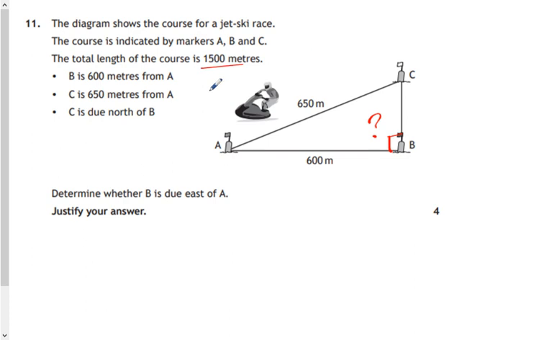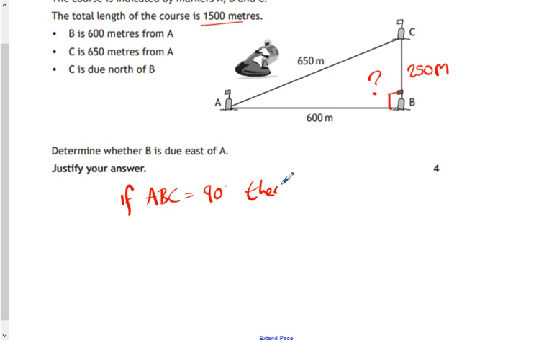Okay, so we know the total length of the course is 1,500 meters. So 600 plus 650 is 1,250, meaning that that can only be 250 meters. Okay, that should be in meters. Now, if that's a right angle, if ABC equals 90 degrees, then 600 squared plus 250 squared will equal 650 squared, just using our Pythagoras there.